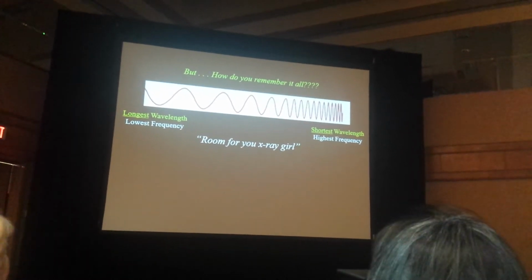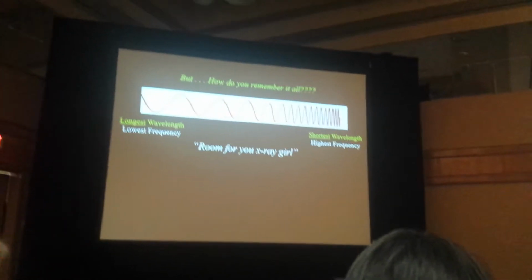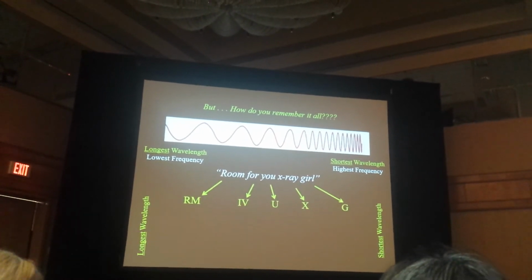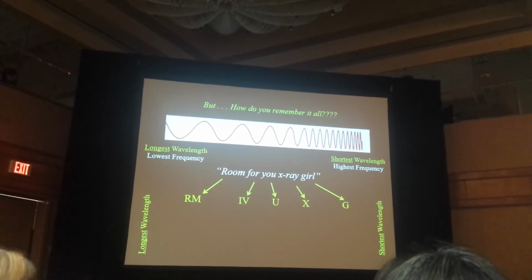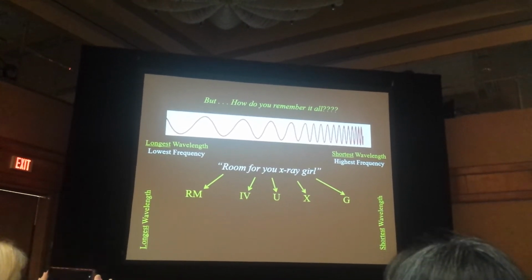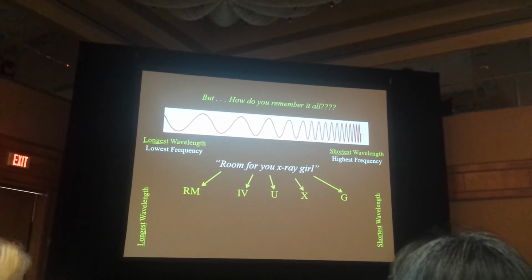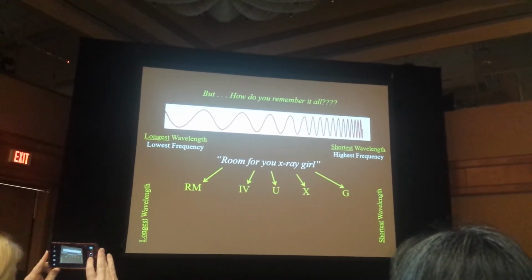Use the expression "Room for you, X-ray girl." Then rewrite it. Room is abbreviated RM, but we use that abbreviation a lot. 4 is the Roman numeral 4. U like you're texting. X for X-ray, and G for gamma ray, girl.